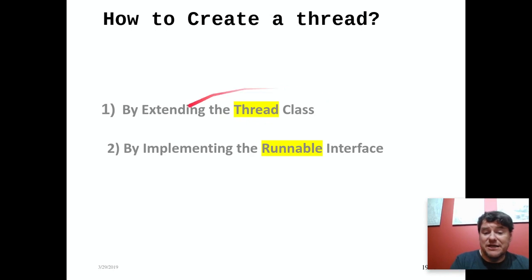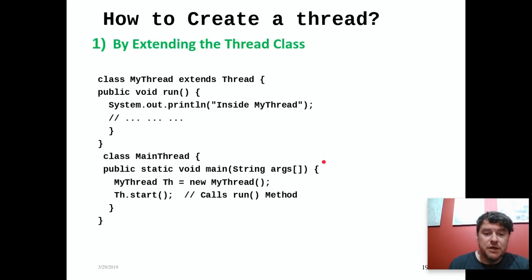Well, you're going to either extend the thread class, which you can do in either Java or C#, or you're going to implement the runnable interface, which is something you can do in Java. If you're extending the thread class, it might look something like this. We create a new class, in this case called myThread, and you are always going to extend thread if you're going to do this. Inside of this object, you're going to have a method called run, and that method is going to have whatever work it is that you want that thread to do.